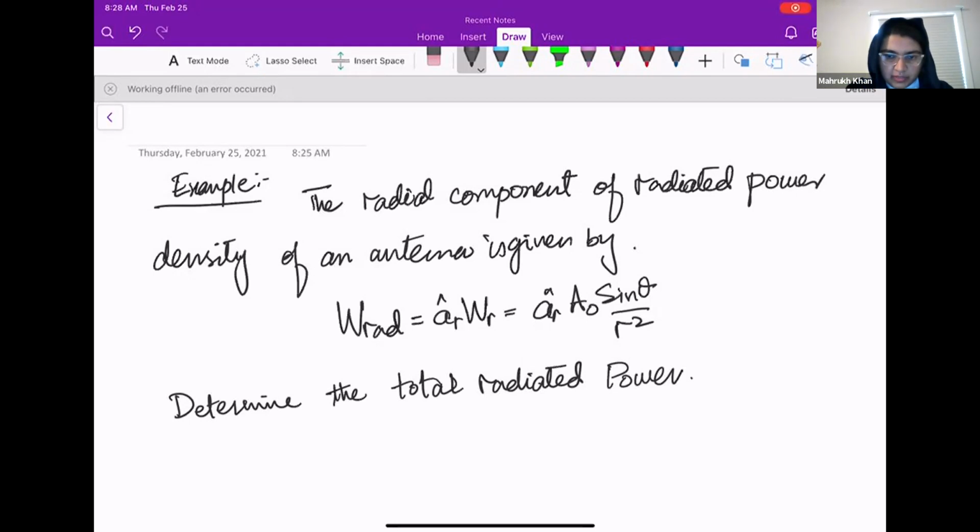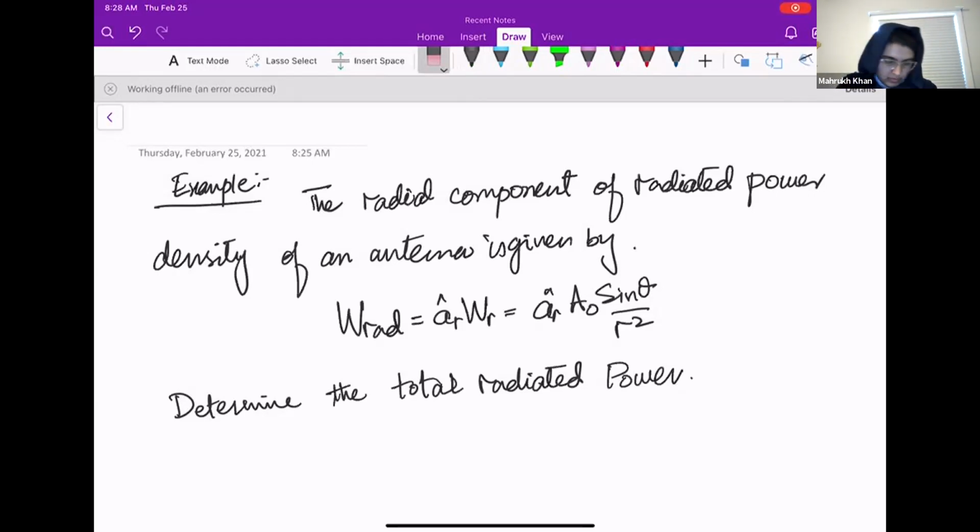Let me just check that. Are they saying real power or just the power? Can you check in the book? It says real power or just the power? Total radiated power. Yes, that's fine. Okay.